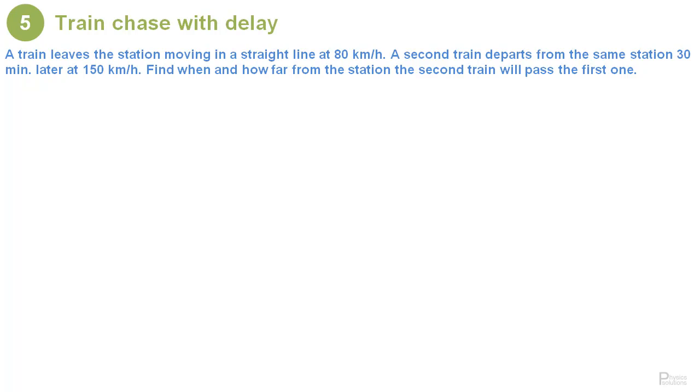We'll start by identifying the relevant quantities that are given in the problem. The speed of the first train is given as 80 kilometers per hour. The delay between the two trains is also known as 30 minutes. That means one train is traveling for 30 minutes before the other one starts. And we also have that the speed of the second train is 150 kilometers per hour.